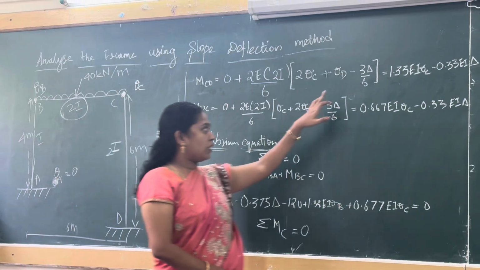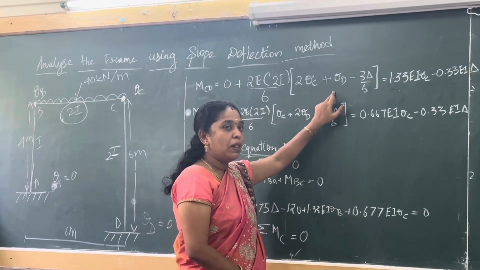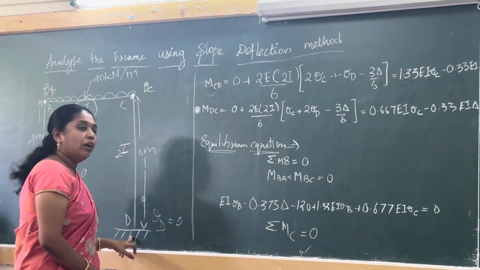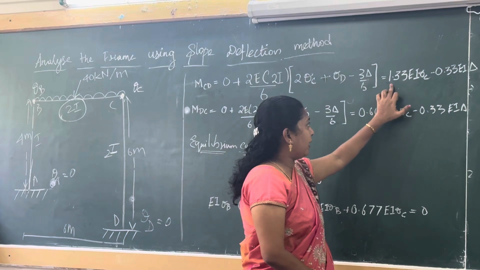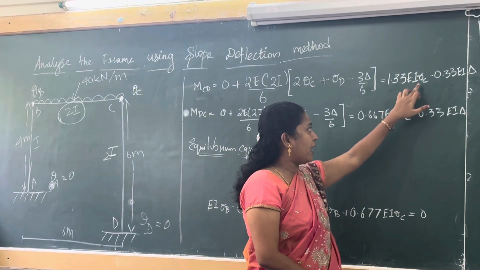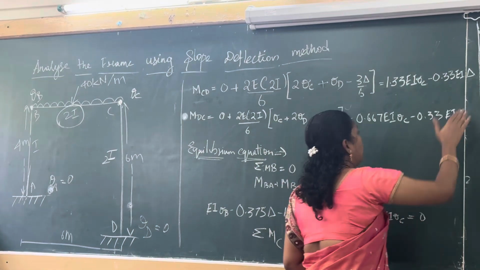So we will consider the del value. Here the theta d value is 0 because it is having fixed support. So we are substituting the value. We are getting the answer as 1.33 EI theta c minus 0.33 EI del.